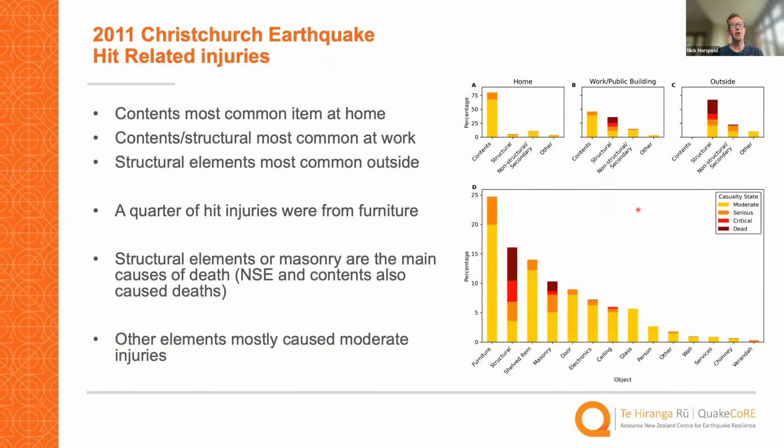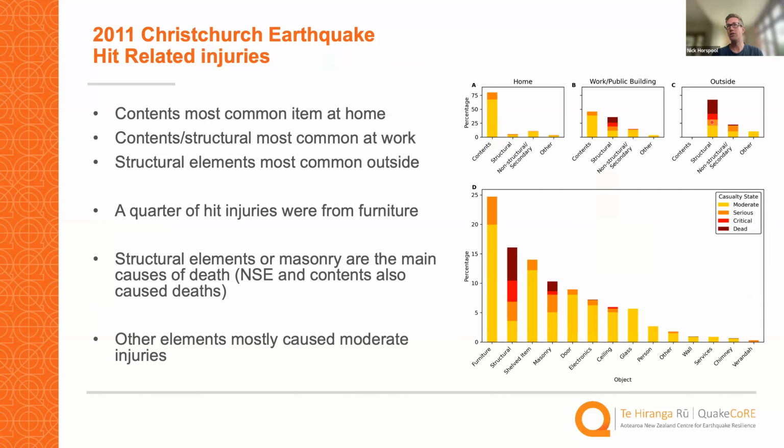Now, if we break that down into what is actually causing those hit-related injuries, we can break it down into contents, structural items, or non-structural secondary items. When I talk about contents, I'm talking about things that are usually decided by the building occupier, so it might be furniture and electronics. And we can see that at home, it's mostly contents, whereas in work or public buildings, it's contents, but also structural and secondary structural and non-structural items.